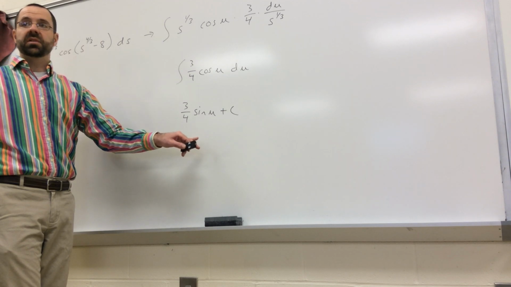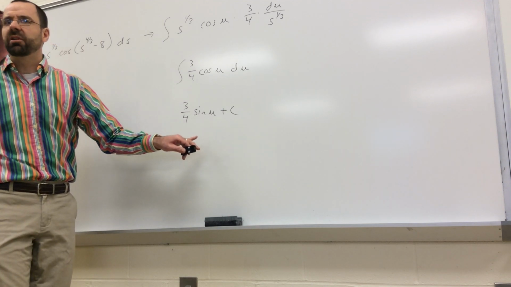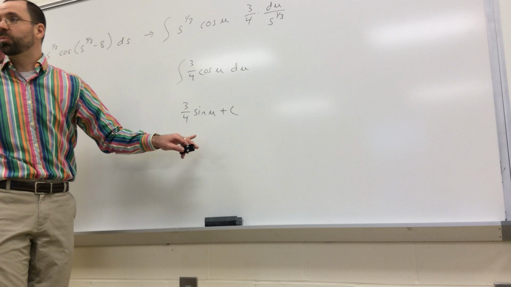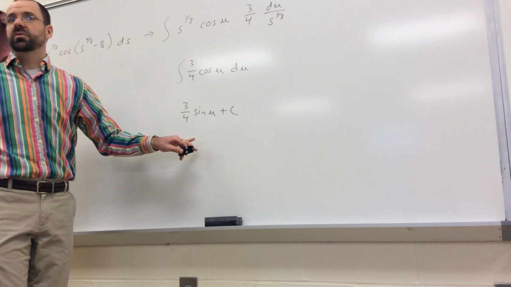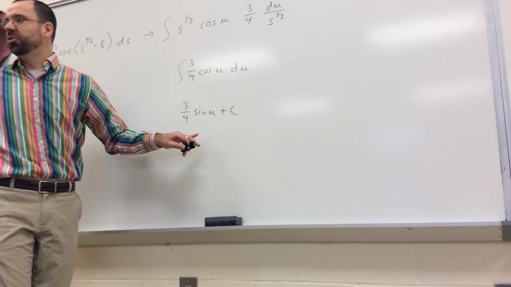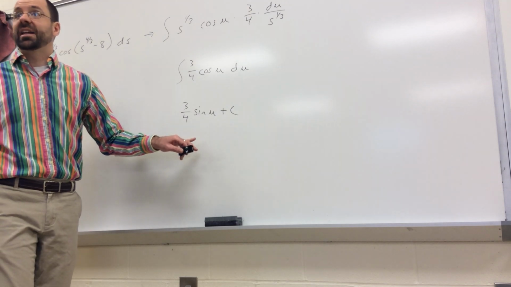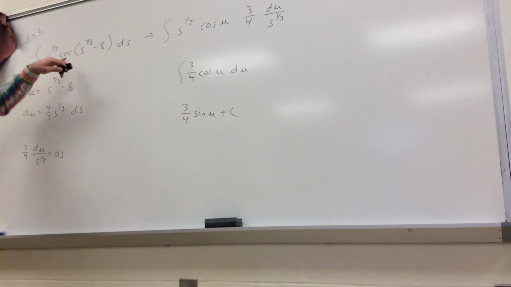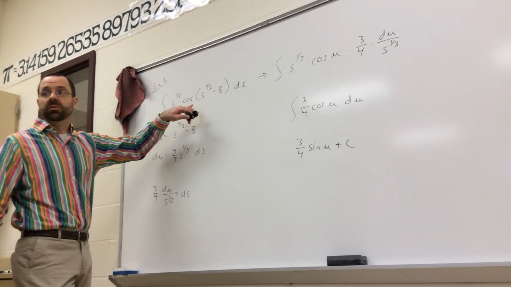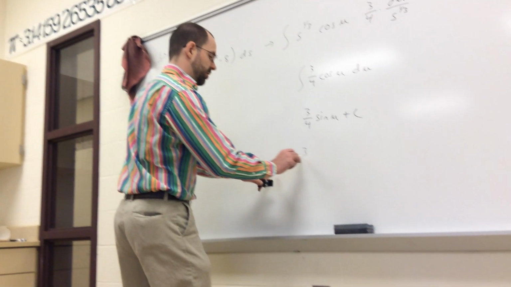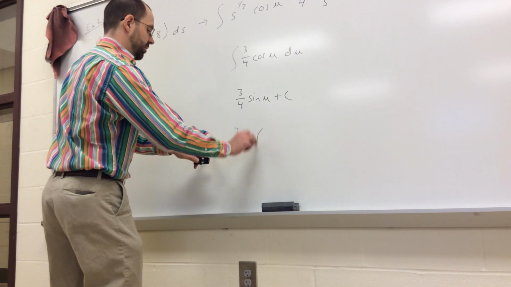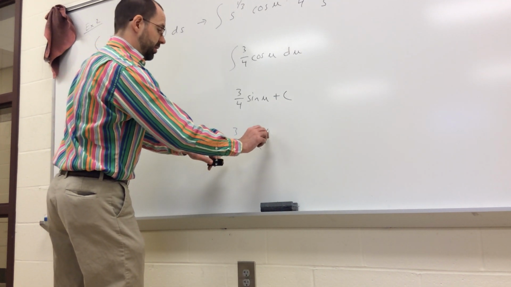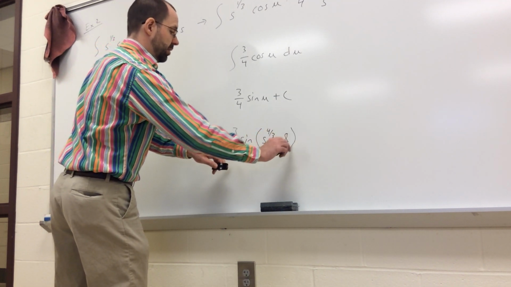And then the last step is, u was just a temporary variable that we were using for our purposes, right? Temporarily we had u be something, so we could get an easier problem. But the final answer shouldn't have a u in it, because the original problem had nothing to do with u. So it's 3/4 times the sine of s to the 4/3 minus 8.